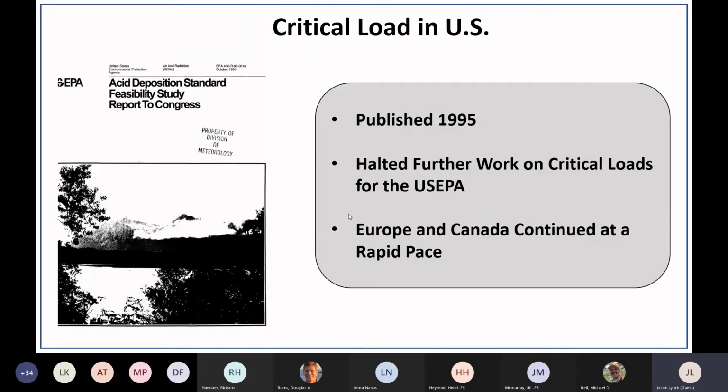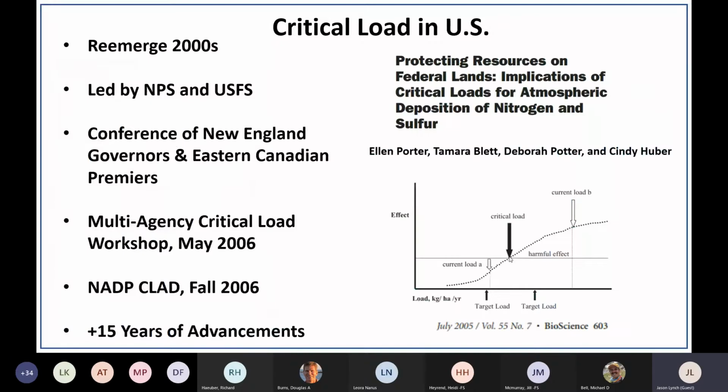This put a halt to work at the EPA in further development of critical loads. Well, lucky for us, in Europe, it continued at a rapid pace. So this really was a delay or a hiatus in terms of the development. The good news is in the 2000s, critical loads reemerged. It was led by a different group.